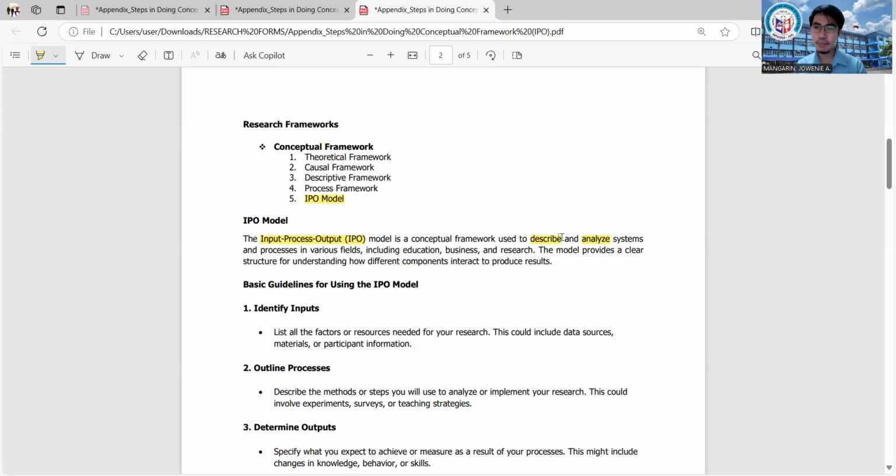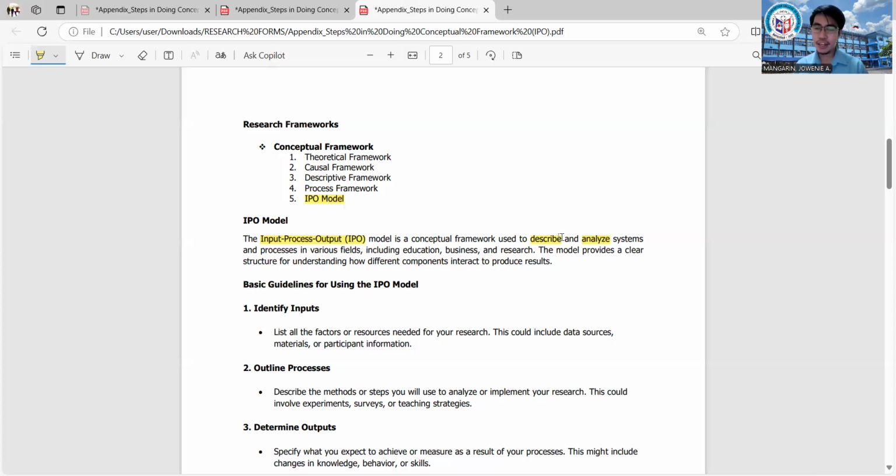For example, the input. The input will present the problems that you want to explore on your research paper. The process, it talks about the procedures that you will be utilizing for you to answer the questions that you have on your input part. Then we also have here the output. What is your expected outcomes after you conducted the study? So if that is your intention, IPO model is the best type of framework na pwede natin gamitin.